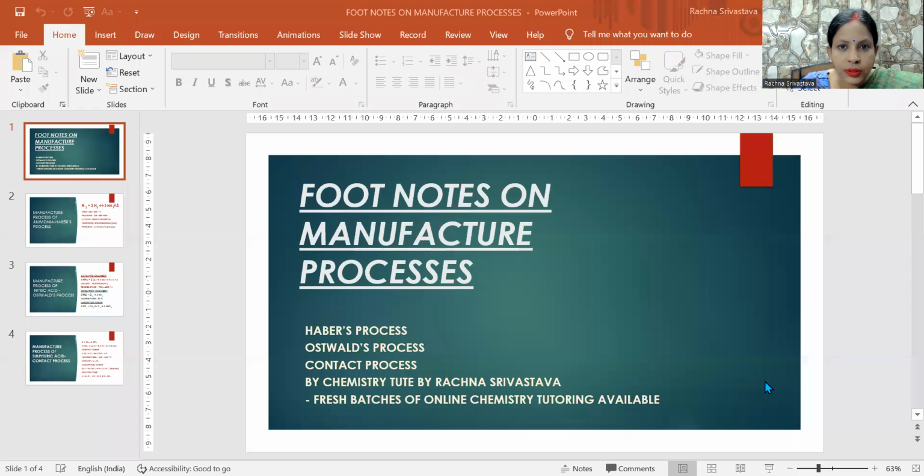Now these footnotes are on the manufacture processes. These manufacture processes come every year in the board exam: Haber's process, Ostwald process, contact process. Either of them, every year, if you pick up the board paper, you will find, either in a tabular form, where they are asking what is the input, what is the catalyst, what is the catalyzed reaction, temperature, pressure, if any principle is involved, and what is the output. So, according to the questionnaire which comes in the exam.